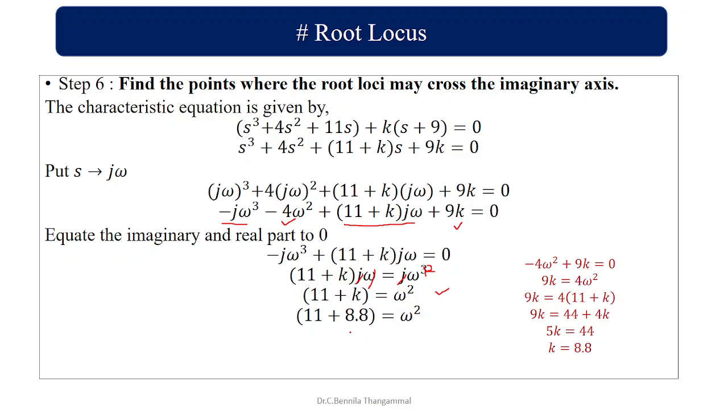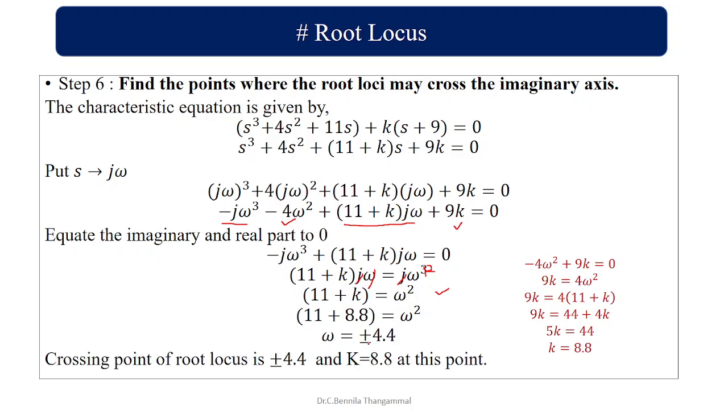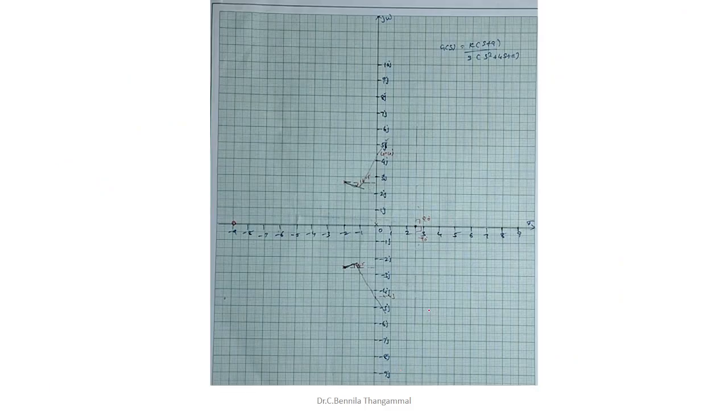So I will replace the k as 8.8 here. So it's going to be 19.8 for omega square. Take the square root, it's going to be plus or minus 4.4. So the crossing point of the root locus is 4.4 and the k value is 8.8. So I have plotted this 4.4, here 4.4, and then you just connect the angle of departure to this point, and then here from this point angle of departure to this imaginary axis.